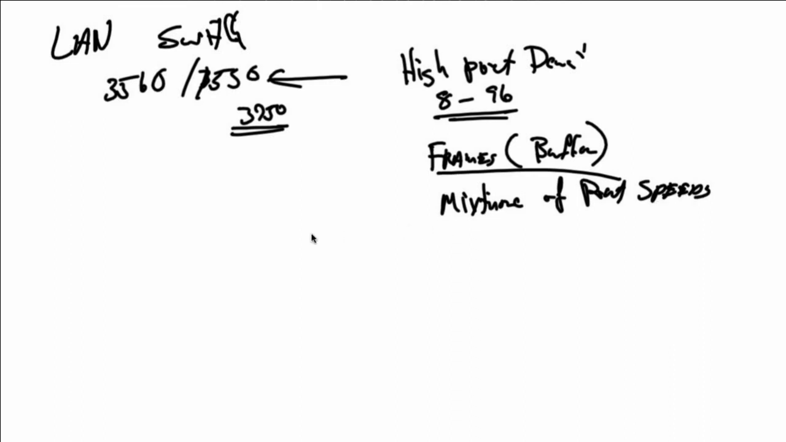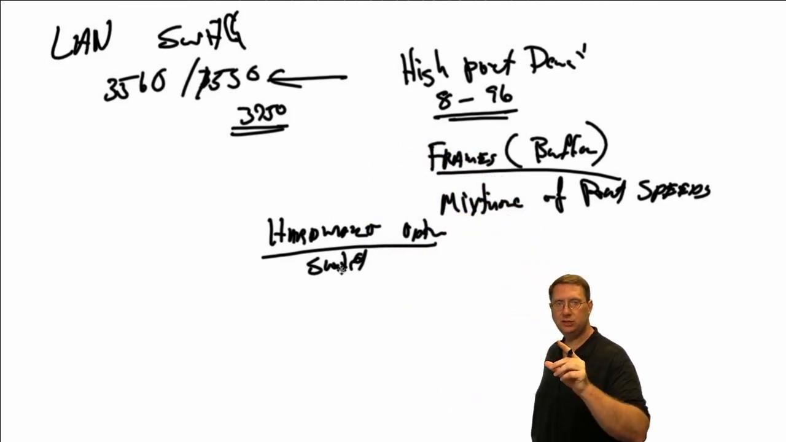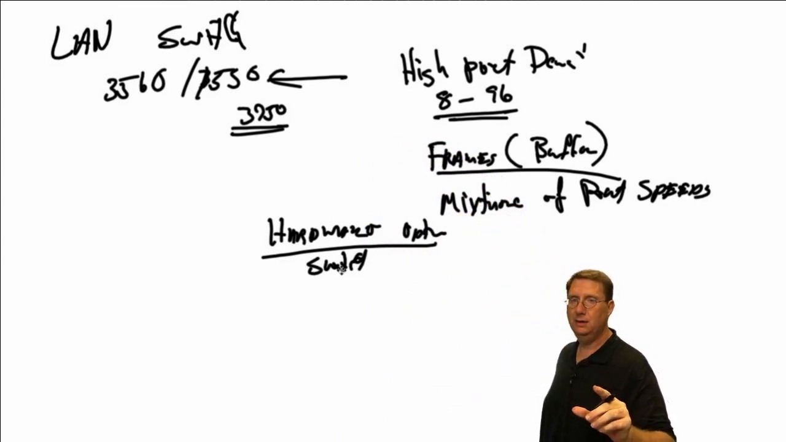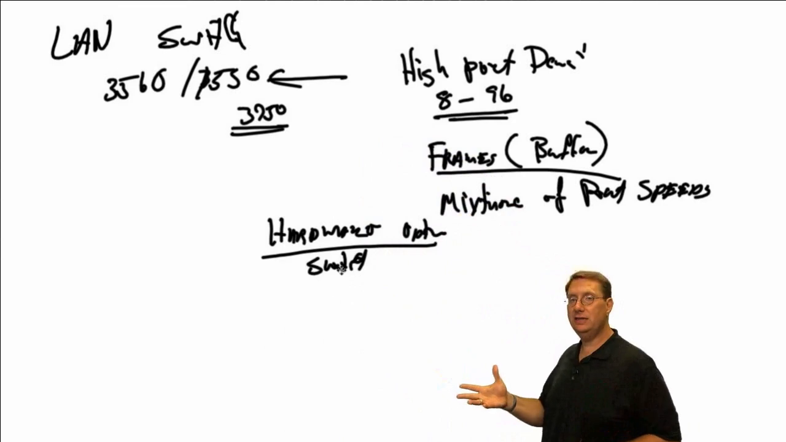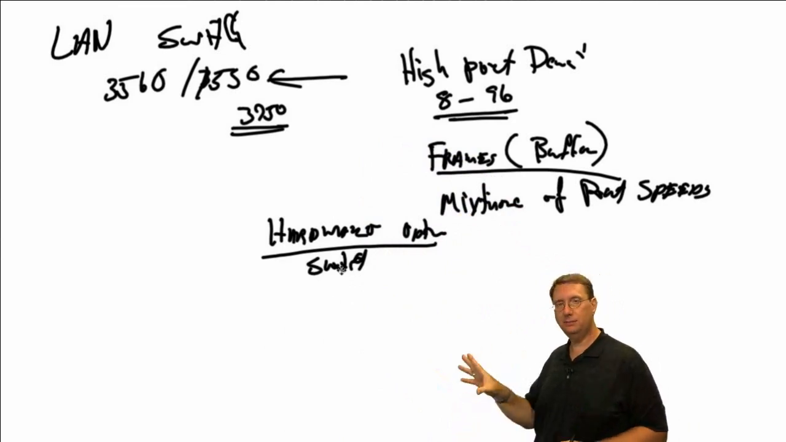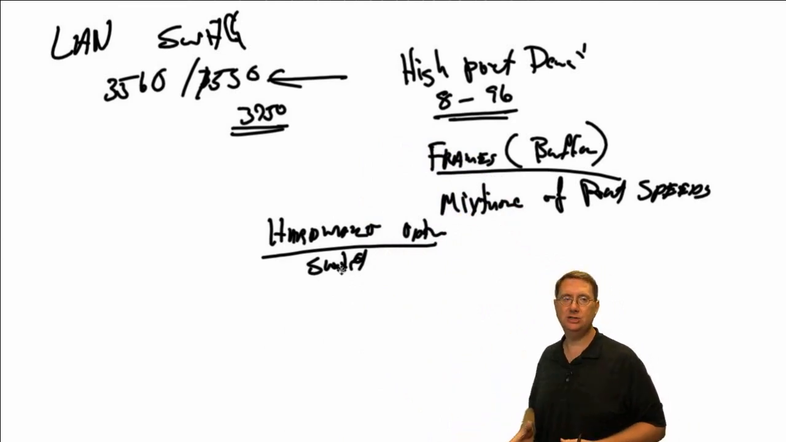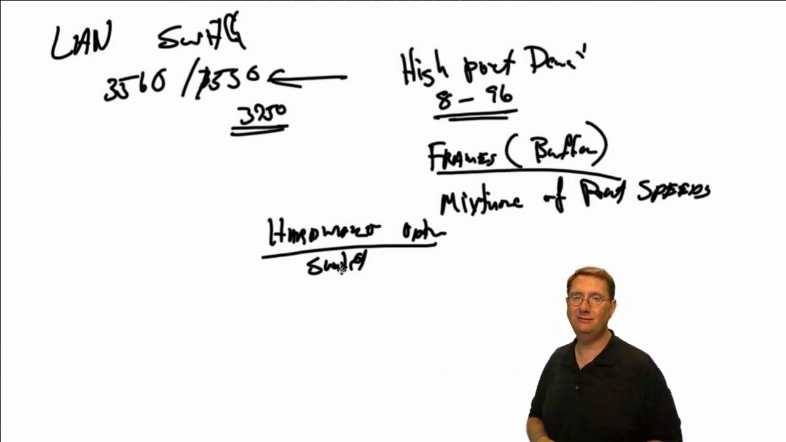The other thing is that we have what's referred to as hardware optimized switching. Hardware optimized switching allows these switches to work at wire speed. So a router does everything using the processor in some degree. It has no real hardware optimizations to be able to support high-speed switching environments.